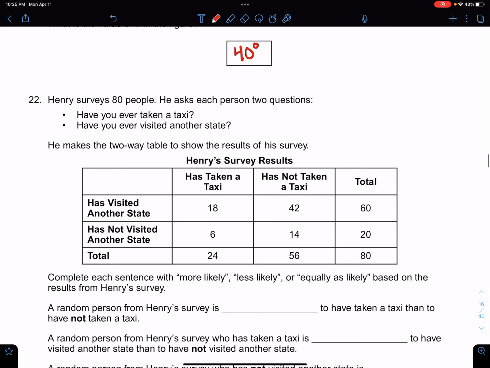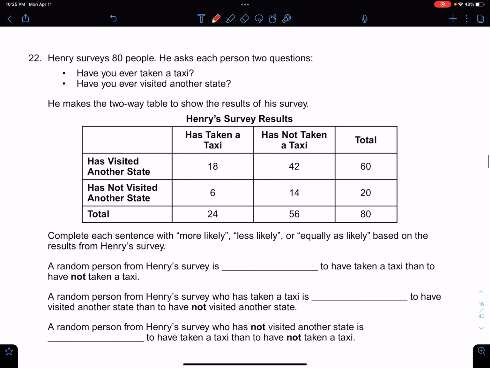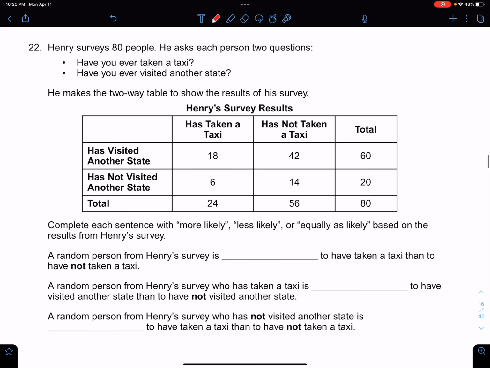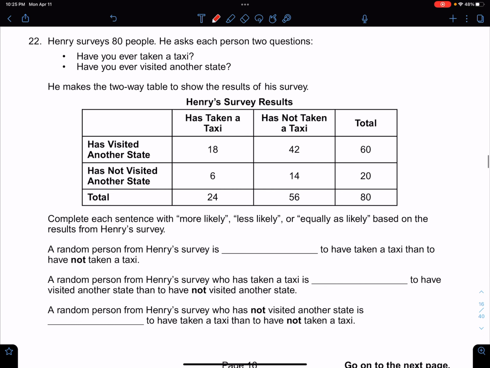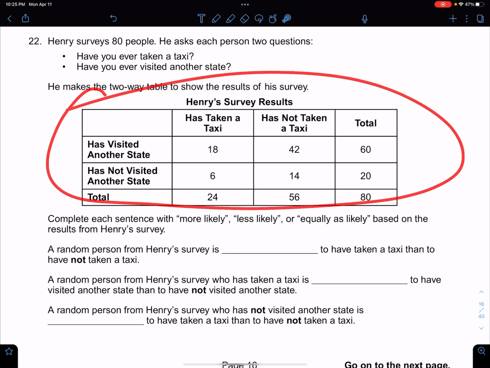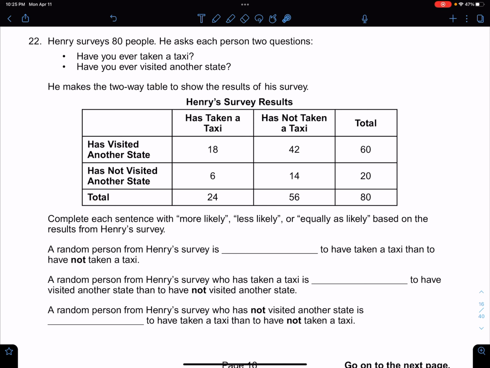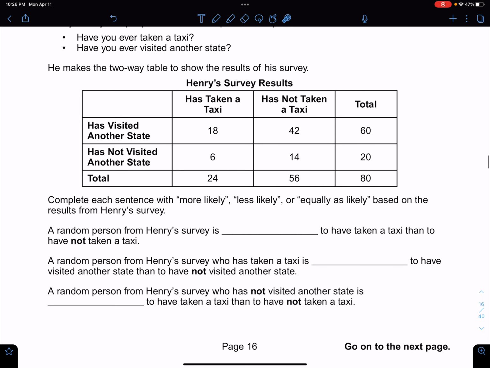Okay, number 22. It says Henry surveys 80 people. He asks each person 2 questions. Have you ever taken a taxi? And have you ever visited another state? So here is our table and all of our answers that we've been asking people. So this says complete each sentence with more likely, less likely, or equally as likely based on the results from Henry's survey. So let's label this number 1, 2, and 3.